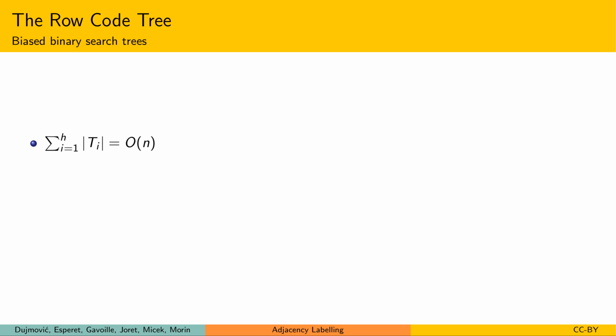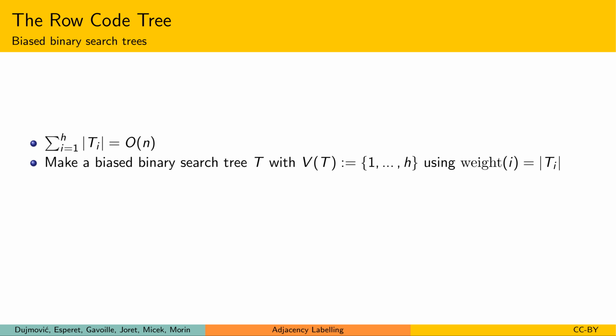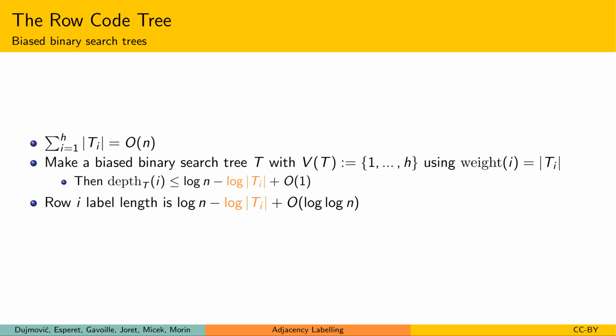Since there are no restrictions on the binary search tree T used to create these codes, we can use a biased binary search tree. For each integer I in 1 through h, we assign a weight equal to the size of the tree Ti. If we build a biased binary search tree using these weights, then the node that contains the value I will have depth log n minus log of Ti plus a constant. This means that the label for I will have length log n minus log of Ti plus O(log n), as required. All that remains to show is that we can assign column labels to nodes, so that each row in node I receives a label of length at most log Ti plus little o of log n.